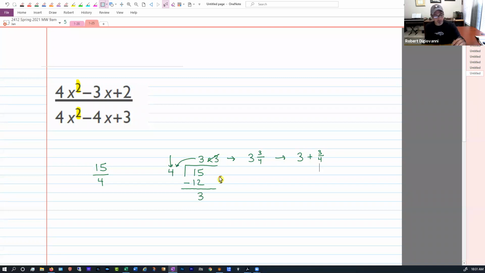We're going to do that with polynomials. So we're going to write a division box. In the inside of that goes the numerator, not the denominator. Numerator goes in here. And on the outside goes the denominator.